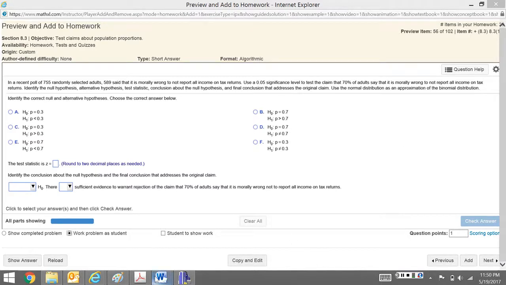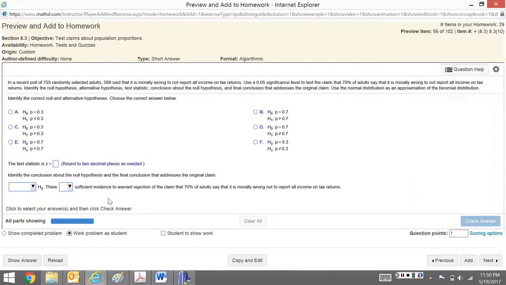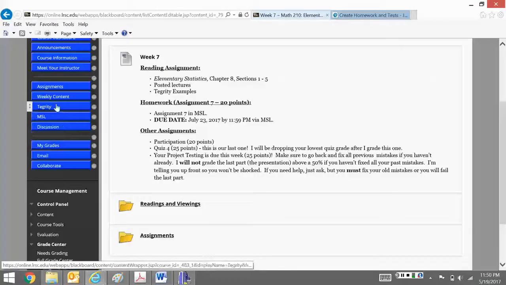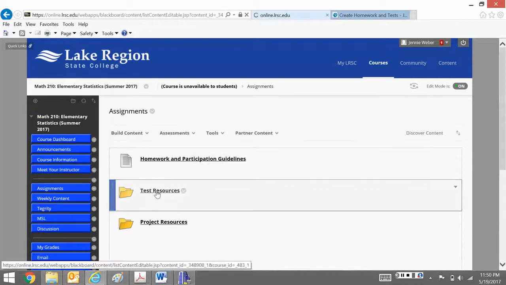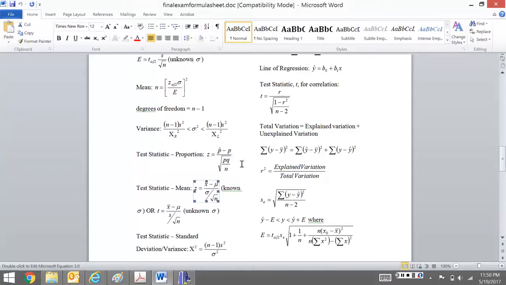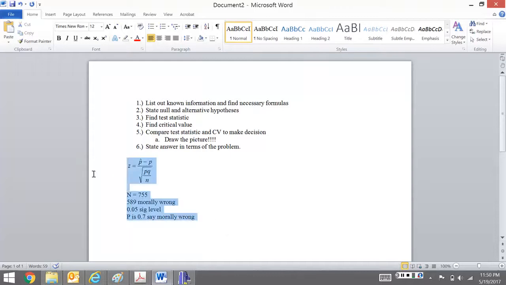Now, the first thing, and I've pulled this out of the notes, is list out all the known information and necessary formulas. So you can see down here, I've pulled the information out of the problem, and define the formula. Remember, I have this under assignments and then test resources. I have the formula sheet if you want to use mine. On the second page of the formula sheet, test statistic proportion. So once we say we're doing a proportion, I know this is the one I want. So I've also brought that over. So now I have my basic information.